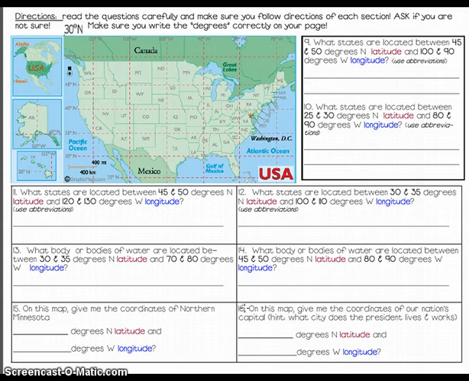16. On this map, give me the coordinates of our nation's capital. Hint, what city does the president live and work? How many degrees north latitude and how many degrees west longitude? Don't forget to double check your work. Go back and reread or rewind the tape, and then we'll go on to the next page.